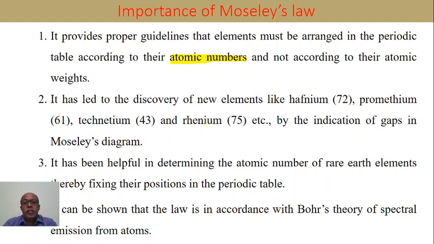This law led to the discovery of new elements like hafnium with Z equals 72, promethium with Z equals 61, technetium, rhenium, etc., by the indications of gaps in the Moseley's diagram. It has been helpful in determining the atomic number of rare earth elements, thereby fixing their positions in the periodic table. It can be shown that the law is in accordance with Bohr's theory of spectral emission from the atoms. So these are the importances of the Moseley's law.